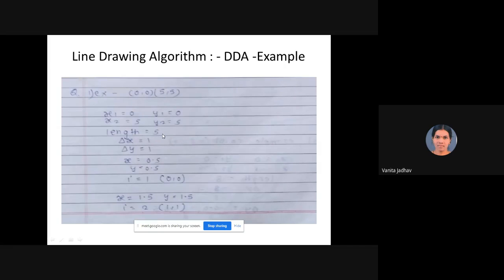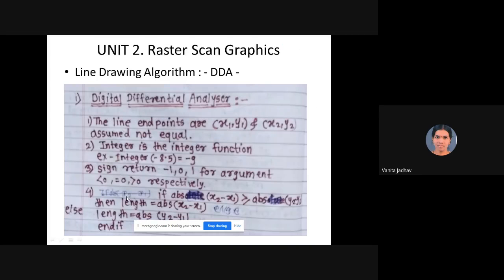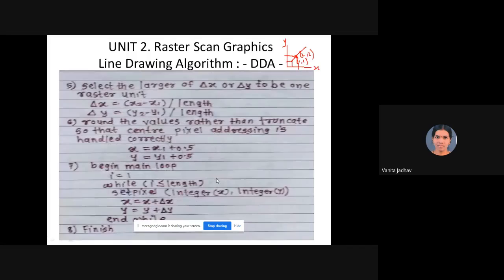That's why we need not think more over here. Once we go to the second example, we need to think more, because there we are taking some negative values, etc. Okay, so we calculated the length as 5. Now again come to the algorithm. After calculating the length, what have we done? We have calculated delta x and delta y.